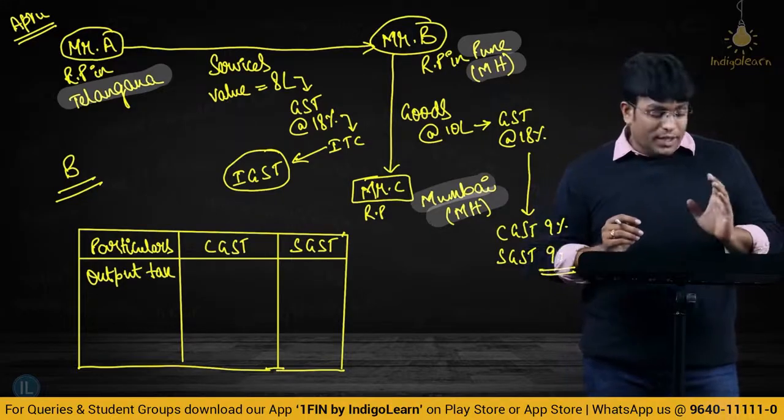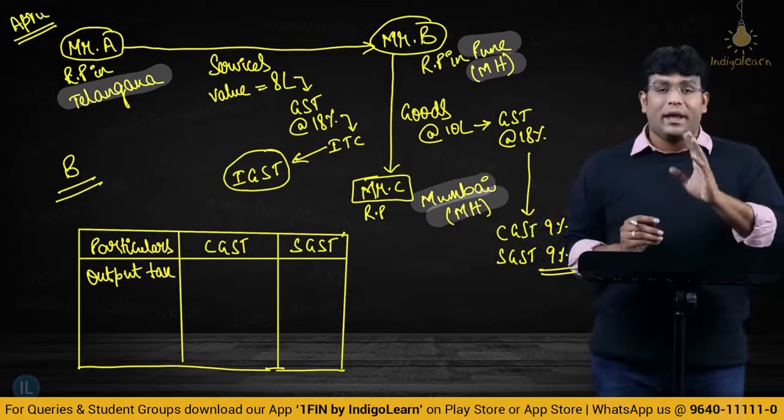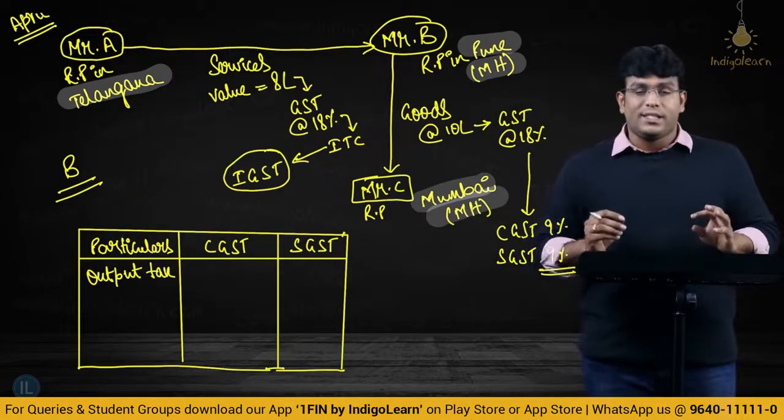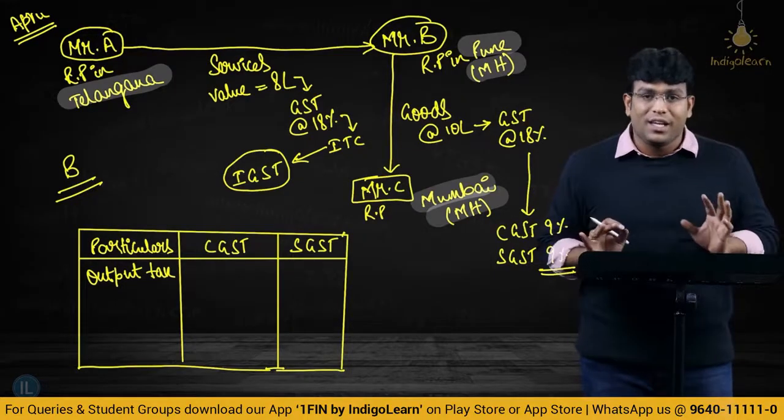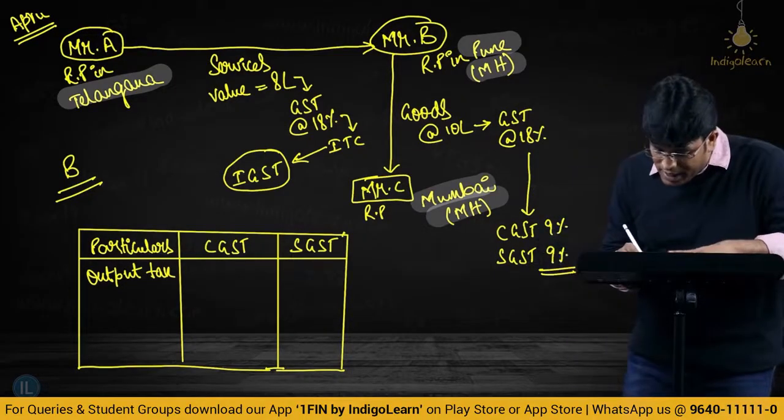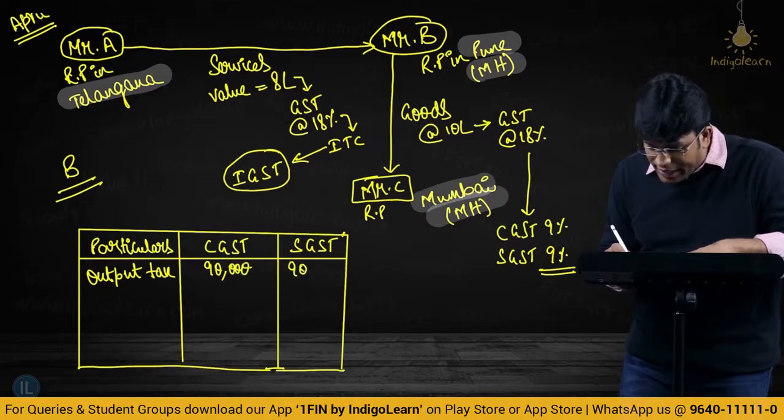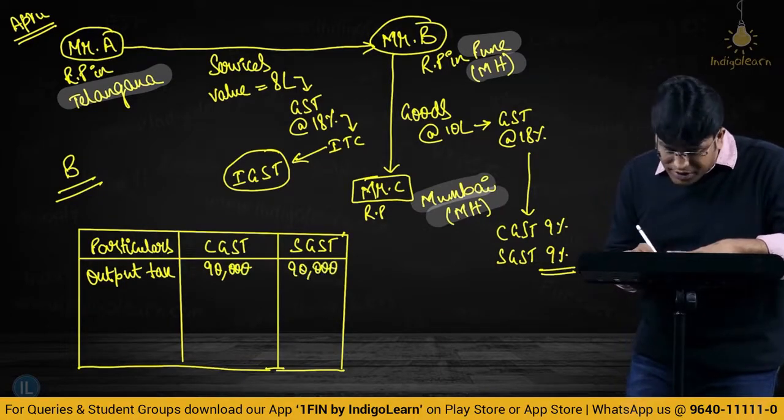I have to pay tax on 10 lakhs. 10 lakhs at what rate? 18% total. 9% is CGST, 9% is SGST. Correct? So it comes to how much? 90,000 of CGST, 90,000 of SGST.